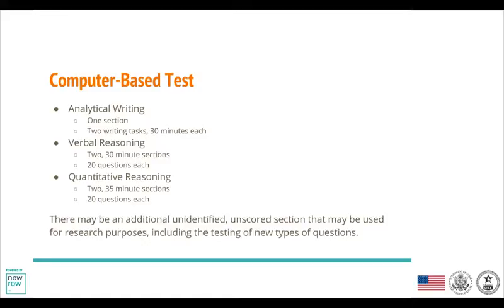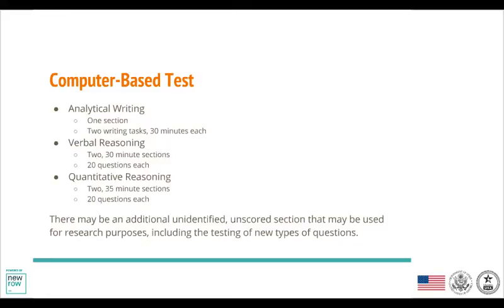There may be on some of your exams an additional unidentified, unscored section that's used for research purposes. So occasionally the ETS, Educational Testing Service, will want to explore new types of questions. They'll want to make sure that these questions are functioning correctly for the upcoming test cycle. And so you might have an unidentified, unscored section that you won't actually know which section that is. So you'll want to perform as effectively as you can on any section that you're provided.